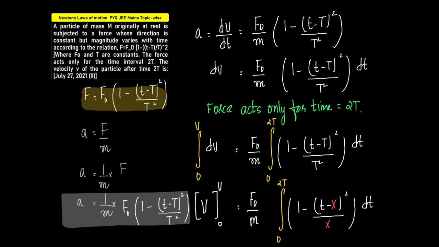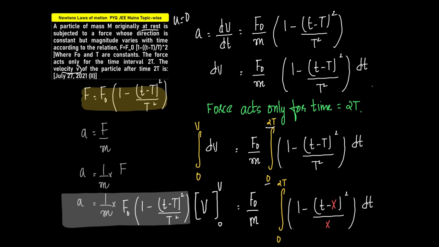Okay, now it is given that the force is acting only for the time interval 2T, which means the upper limit for time is 2T, and obviously the lower limit would be 0. And the initial velocity, it is starting at rest, so the initial velocity u is 0, and it will gradually attain the velocity v. So the lower limit is 0, upper limit is v. I hope the limits are clear to you. Now, keeping this in mind, we'll integrate dv. What is the integral of dv? It is v, lower limit 0, upper limit v, f0 by m.